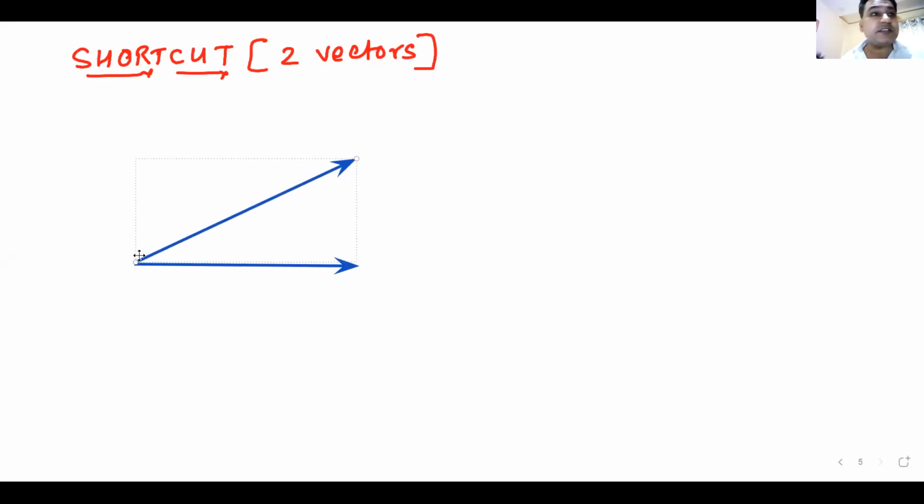Okay, I have these two vectors. For simplicity, let us call the lower vector vector A. I'm not calling it OA, OB, OC, just vector A. And I will call this vector, vector B. Is the scenario clear to everyone? I have two vectors, vector A and vector B, and the angle between them is theta.